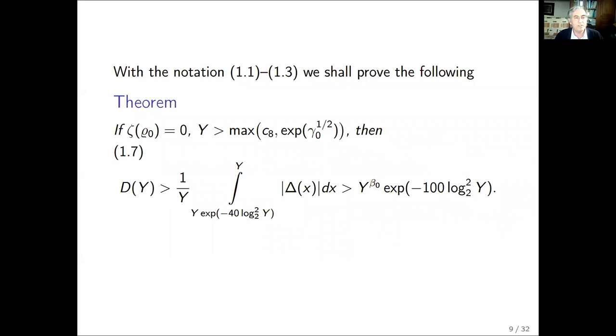So what we will show exactly is that if we have a given zero of the Riemann zeta function and y is, roughly speaking, bigger than e to the square root of gamma, which means that gamma should be less than, say, log square of y, then we have a lower bound for the average. And here we also have a localized average, which is some advantage. And also we have a relatively good lower bound, something relatively near to y to the rho naught.